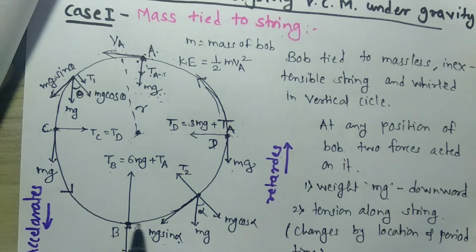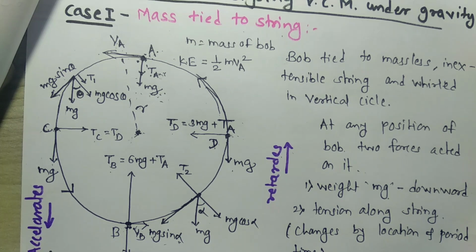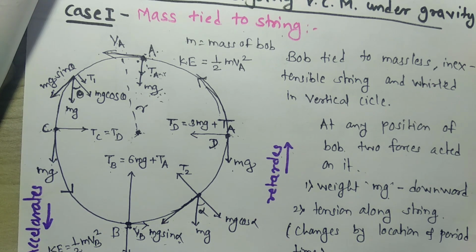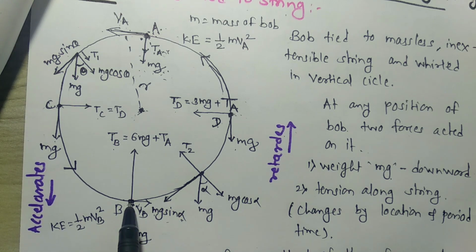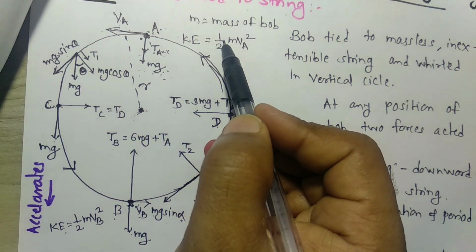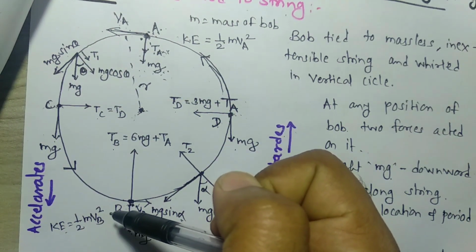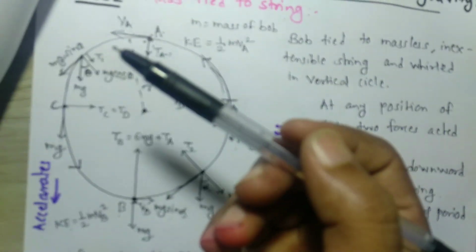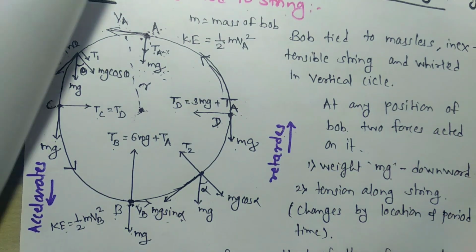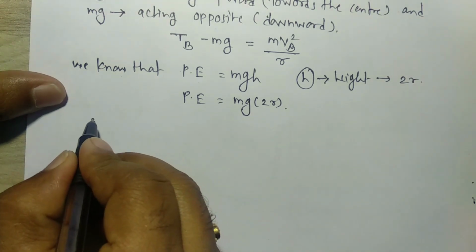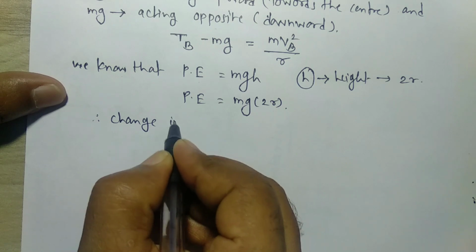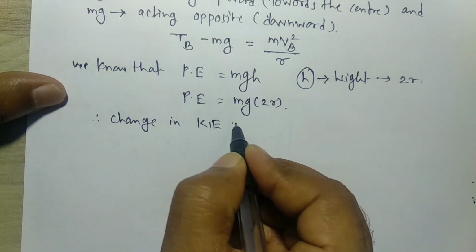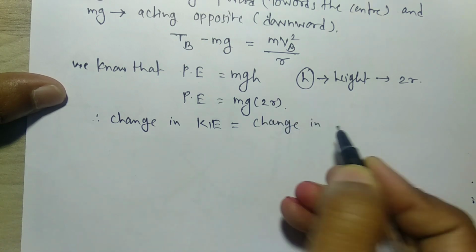Similarly at point B, Vb is the speed, and therefore kinetic energy at the lowermost point is 1/2 m Vb square. The change in kinetic energy is kinetic energy at point B minus kinetic energy at point A, which is a conversion of the potential energy. We know that the interconversion of kinetic energy and gravitational potential energy in vertical circular motion is controlled by gravity, and therefore we get conservation: change in kinetic energy is equal to change in potential energy.